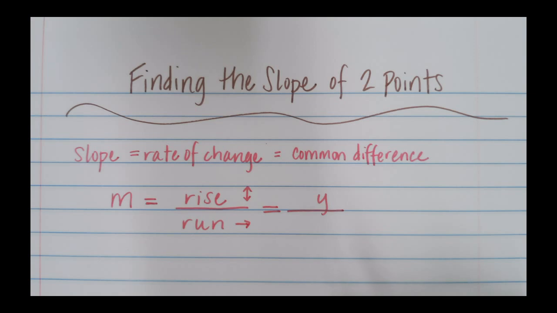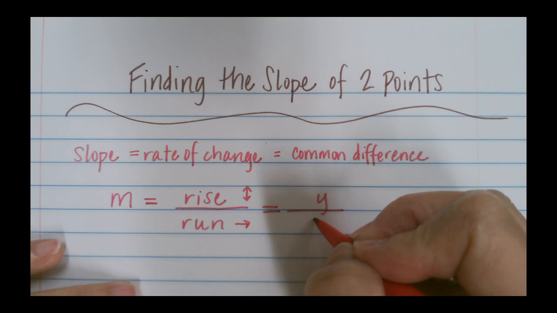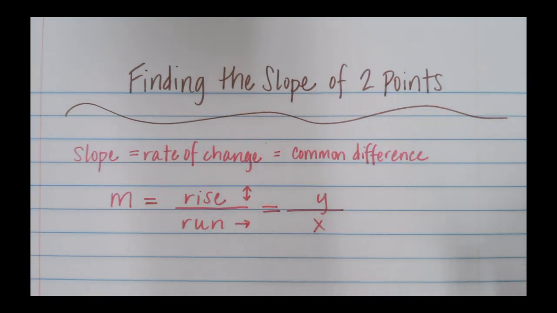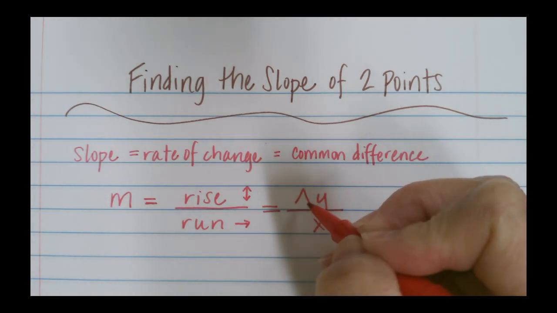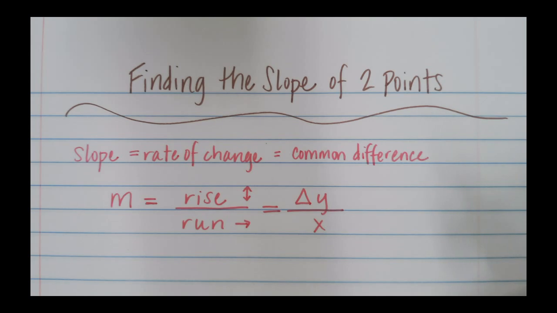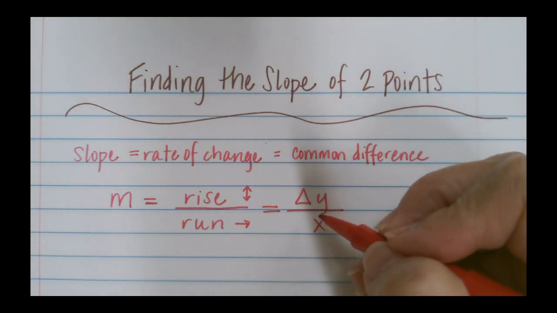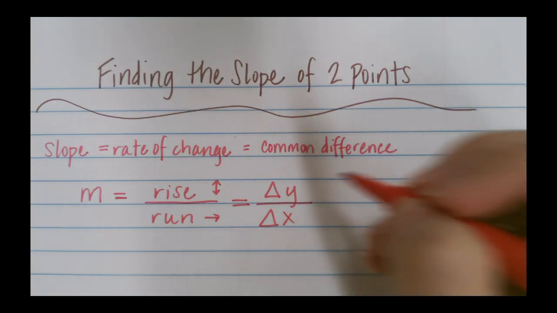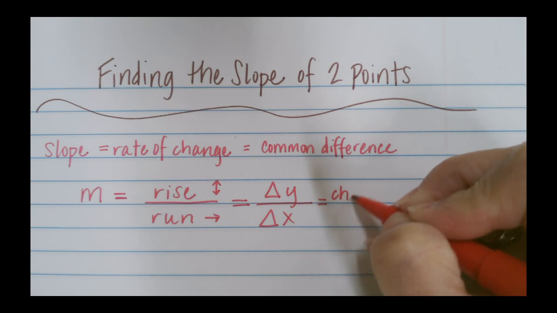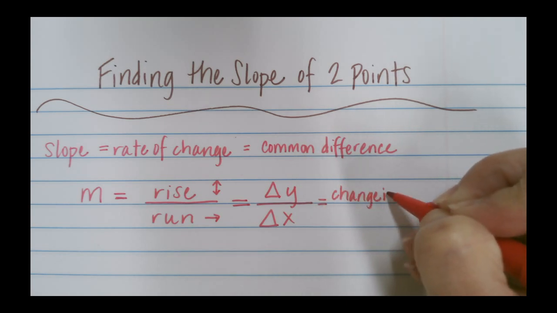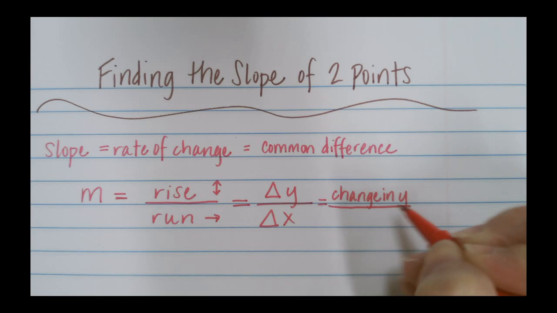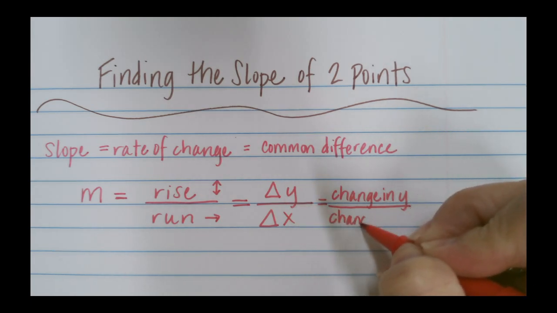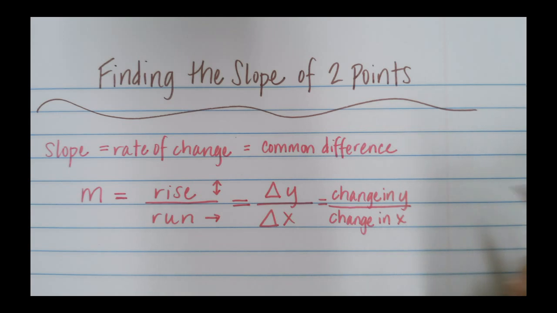And the run, we're always talking about going right. Now, we go left if we need to go backwards, but we're always going to go up and down, and then to the right. And that is talking about the x value. So when we rise a certain amount, that is the change, which is what the delta means. That is the change in the y over the change in the x.